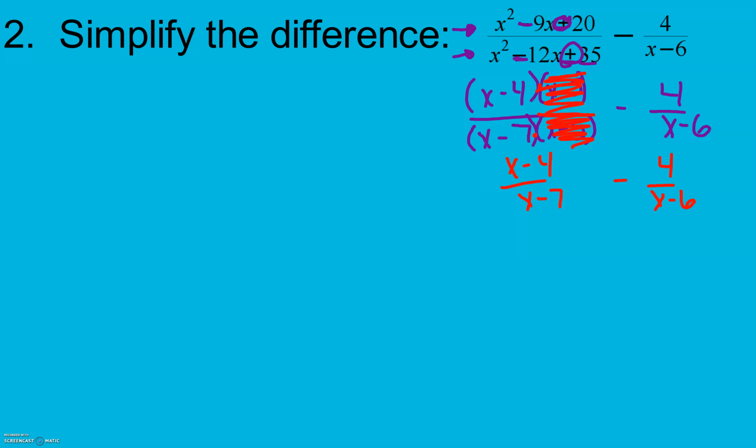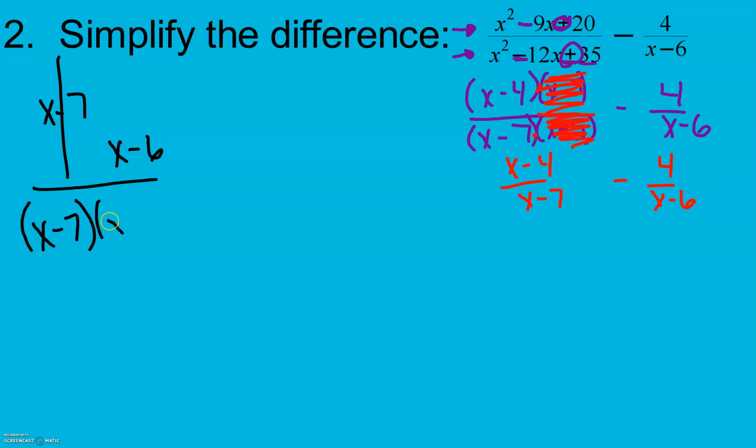Anytime we add or subtract with fractions, we have to have a common denominator. So when I compare my denominators here, I have x minus 7 in one fraction and x minus 6 in the other. So my common denominator, I take each column and I get x minus 7 times x minus 6. That's my common denominator. Okay, each factor is represented.